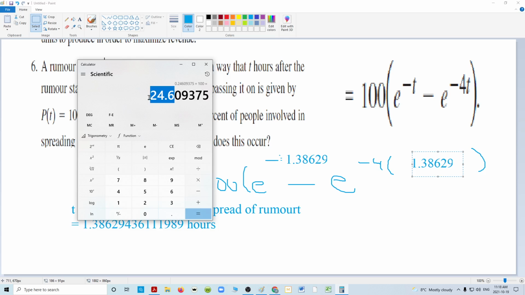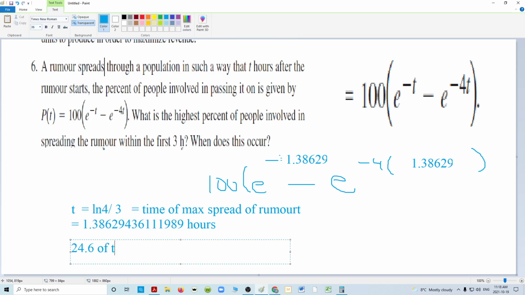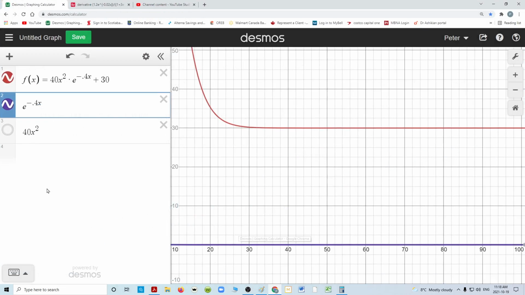So I believe 24.6% of the people, and there's a high probability that I made a calculation error, as you've seen of the complexities, and that's okay. You got the idea that I just plugged the time in. I'm more concerned that I got the time right.